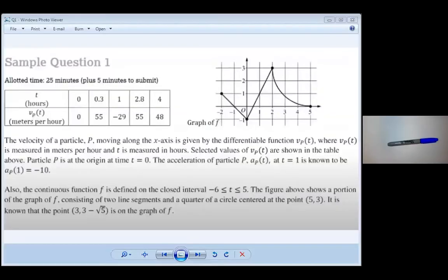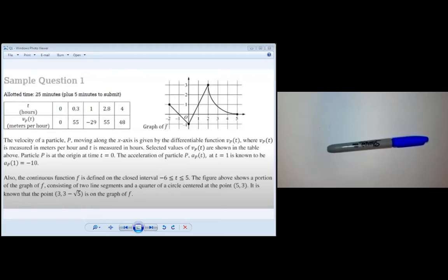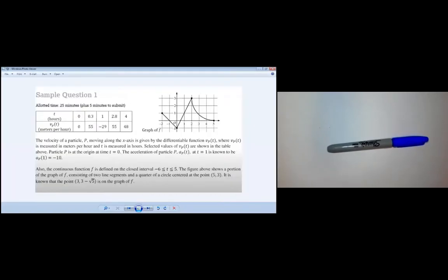So that said, here we are. Let's take a second and I'll give you about 60 seconds to read and get yourself acclimated to the problem. Okay, go ahead and read.